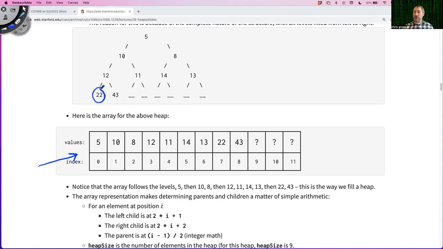For example, 22 has no children. 11 has no children. Let's see. Do I have any in here that have one? No, there's none in here that have one, but 12 has two children, et cetera. Okay. So take a look at this.